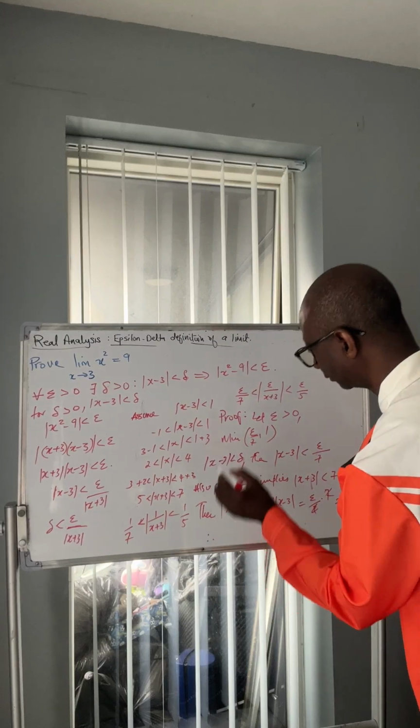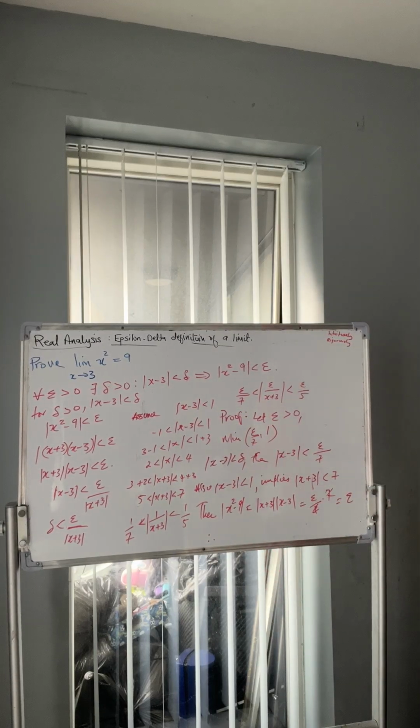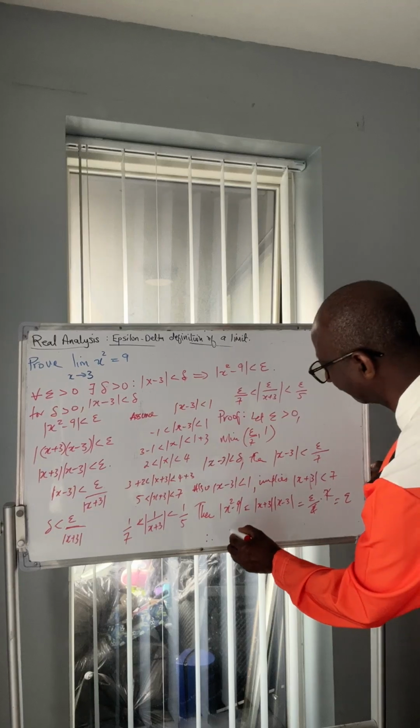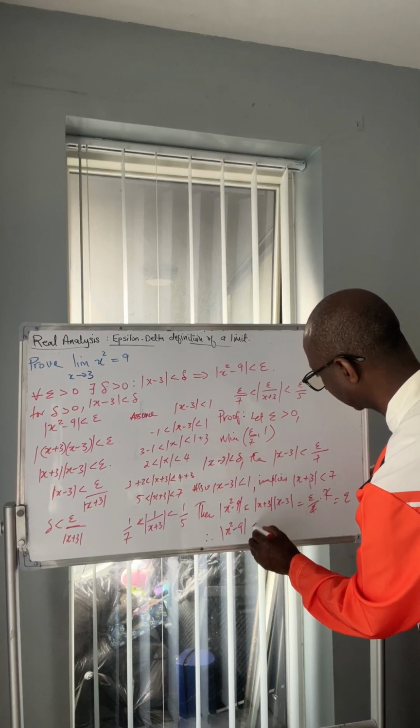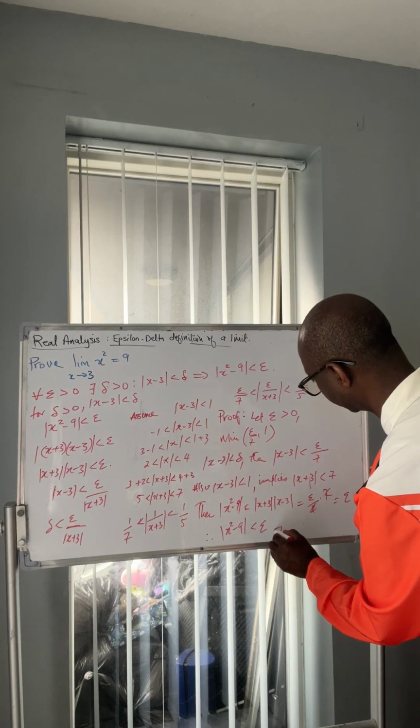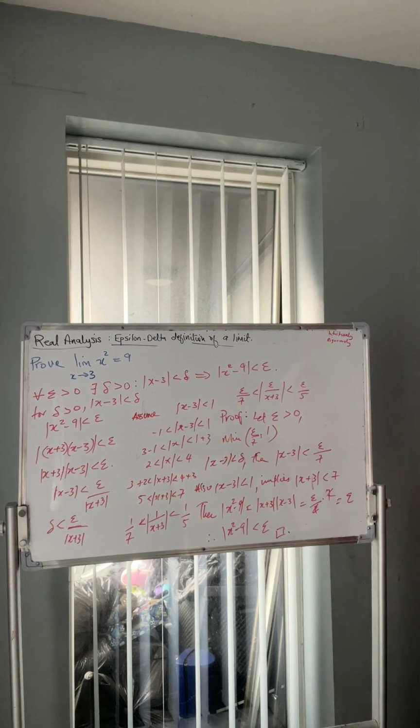So therefore, now you state your conclusion. X squared minus 9 is less than epsilon. So it's proven.